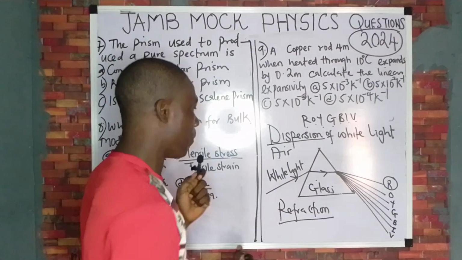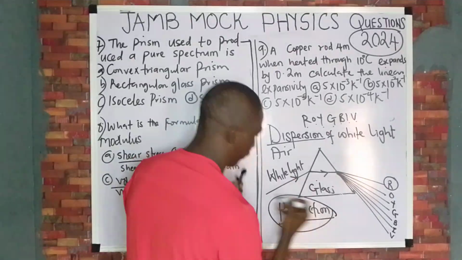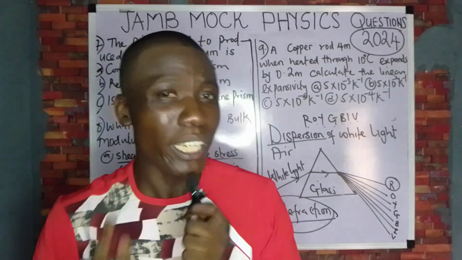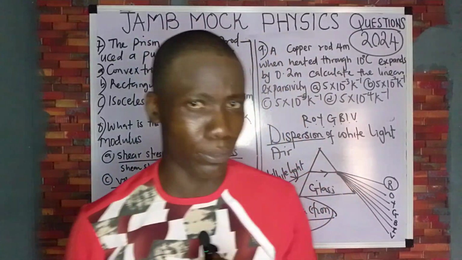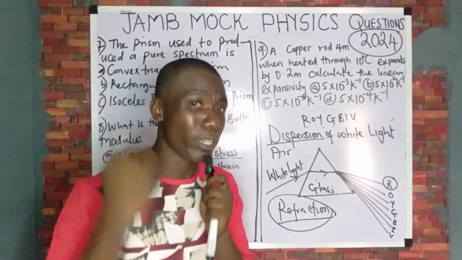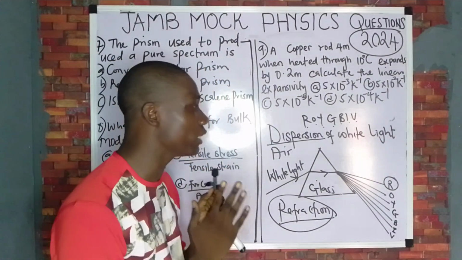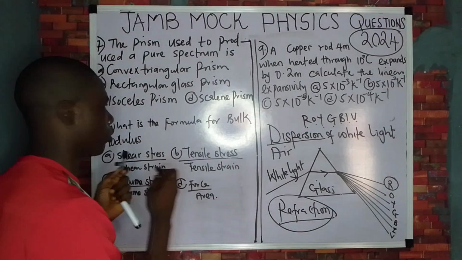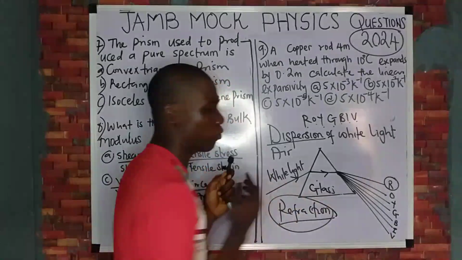Dispersion is caused by what we call refraction. Please take note. It is not diffraction. It is refraction. Refraction causes dispersion. Dispersion means the separation of white light into components of what? Color. Now, when they are talking about a pure spectrum, these are the spectrum of white light.